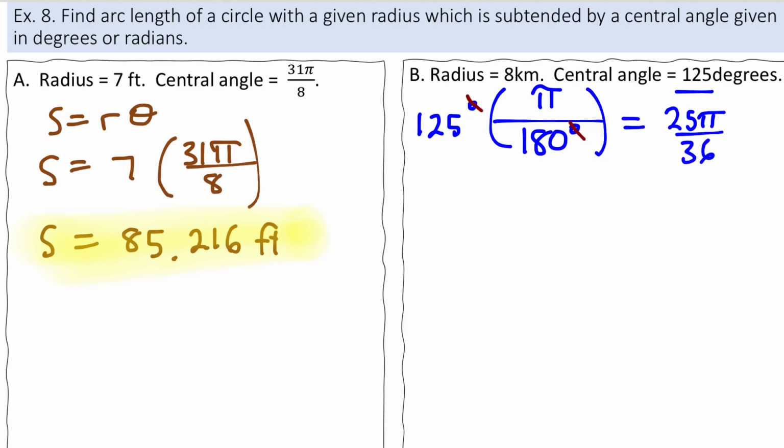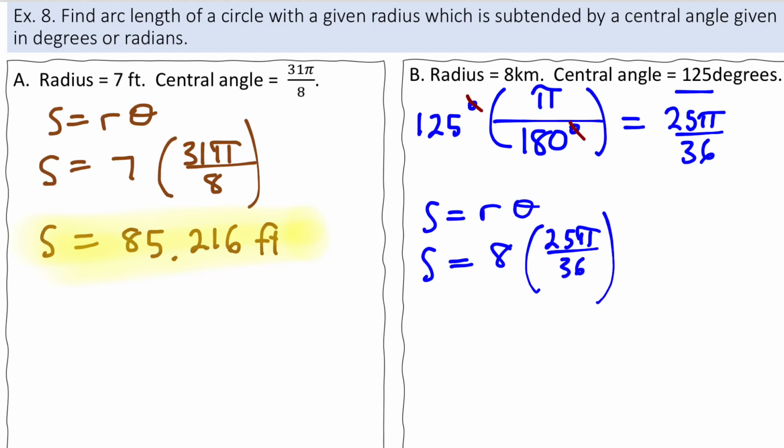All right, so now take that, plug it into your S is equal to R theta formula. Radius is 8 kilometers. Angle is 25 pi over 36 radians. So I'm going to type all that into my calculator, and I'm going to get 17.453 kilometers. This is the length of my arc.